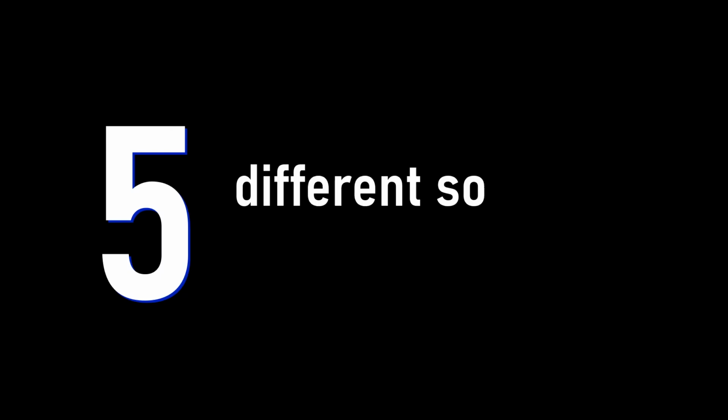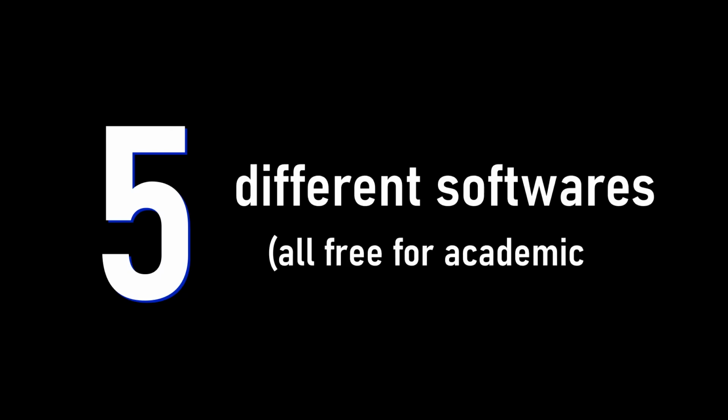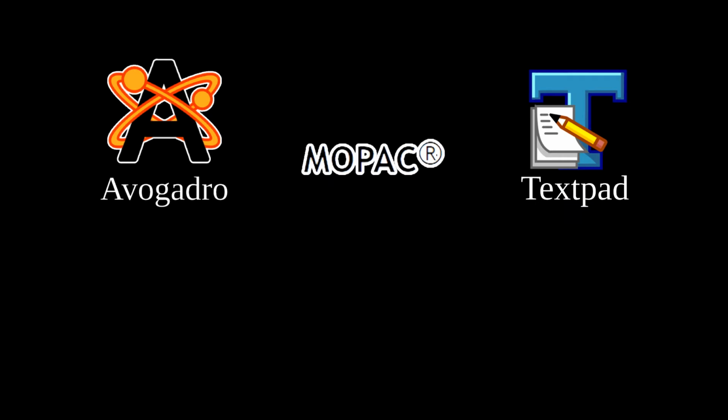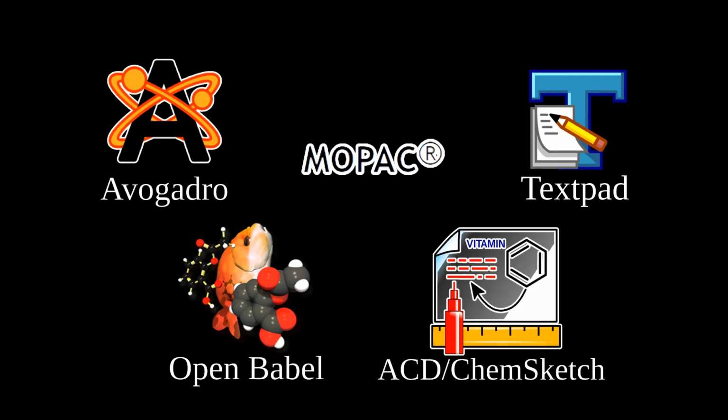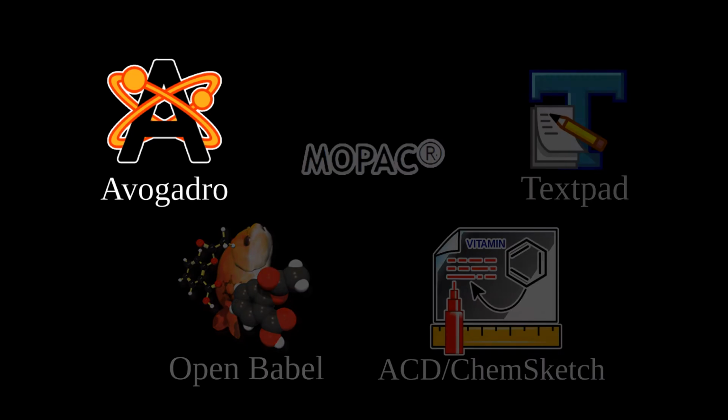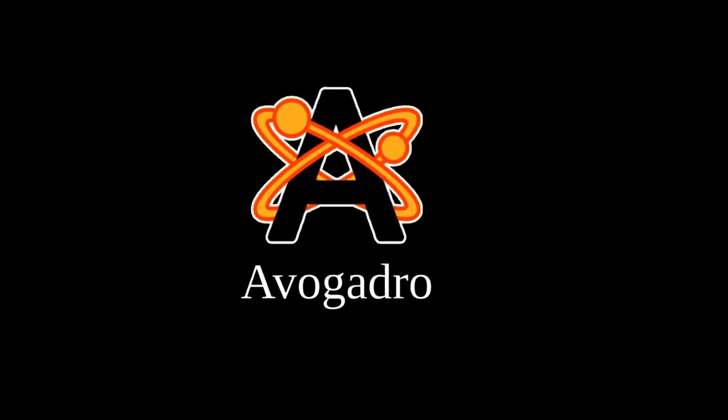In this tutorial video, we will use 5 different software, all 5 are free for academics, to create our .mol2 computational chemistry file of a ligand: Avogadro, MOPAC, TextPad, OpenBabel, and ACDChem Sketch. Please make sure that you have all of them installed and running in your computer before attempting to reproduce the steps described in this video. Let us start with Avogadro.